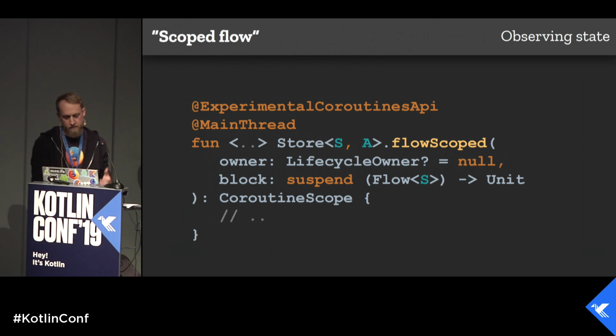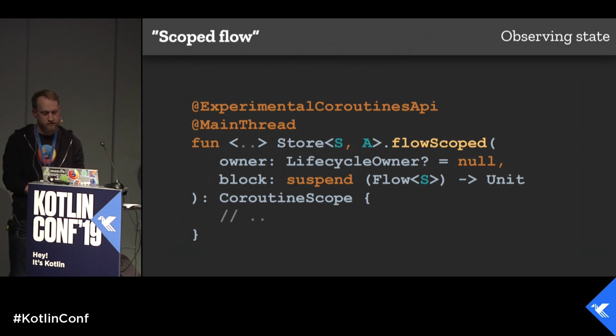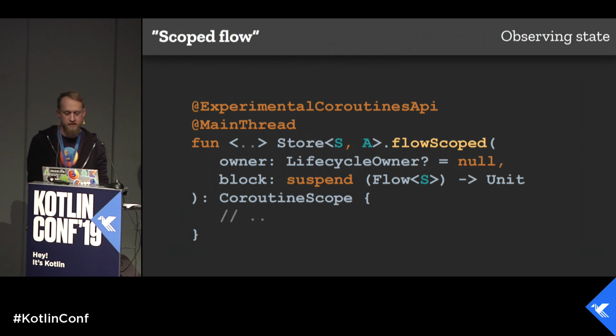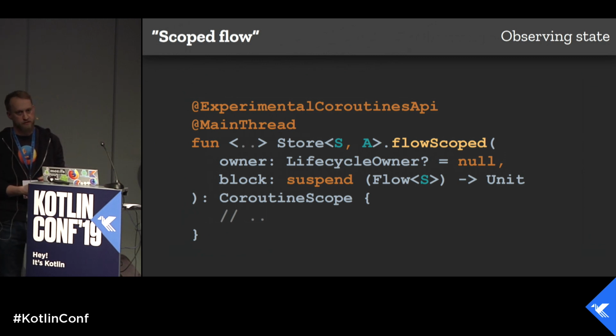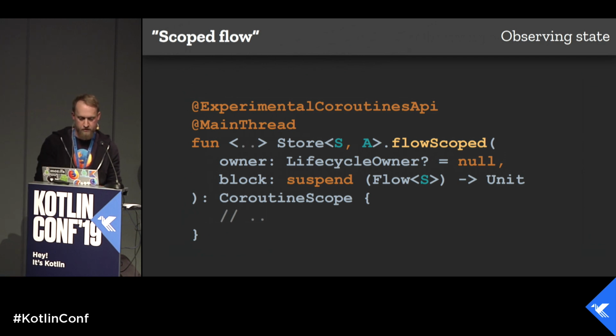In this case, something we called flow scoped. In this case, we don't return a flow, but you instead provide a function that defines how you want to process the flow. And then we create a scope, launch a coroutine, ask the store for the flow, and pass it to your function. And then we just return a scope because you as the caller still need to define when you want to cancel the whole thing.